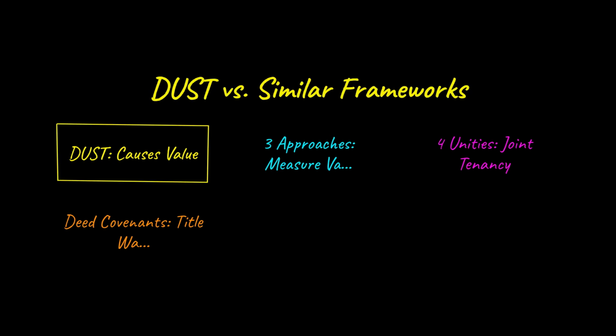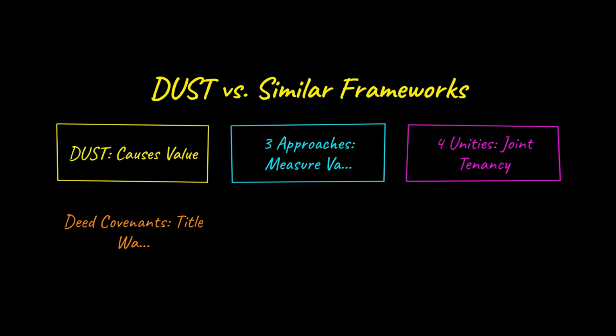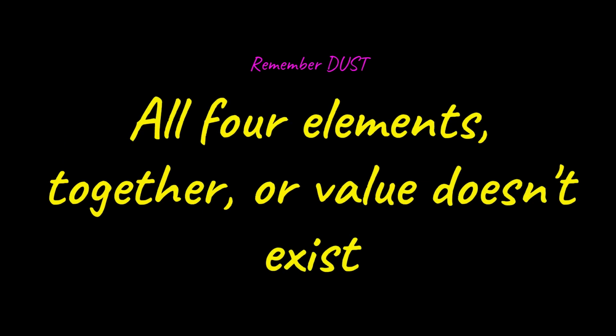Don't confuse DUST with similar sounding frameworks. The three approaches to value measure worth. The four unities describe how joint tenancy is created, and deed covenants warrant title. None of these create value the way demand, utility, scarcity, and transferability do. Demand, utility, scarcity, and transferability are the prerequisites for value itself, all four required together, distinct from how value is appraised or how co-owners hold title.